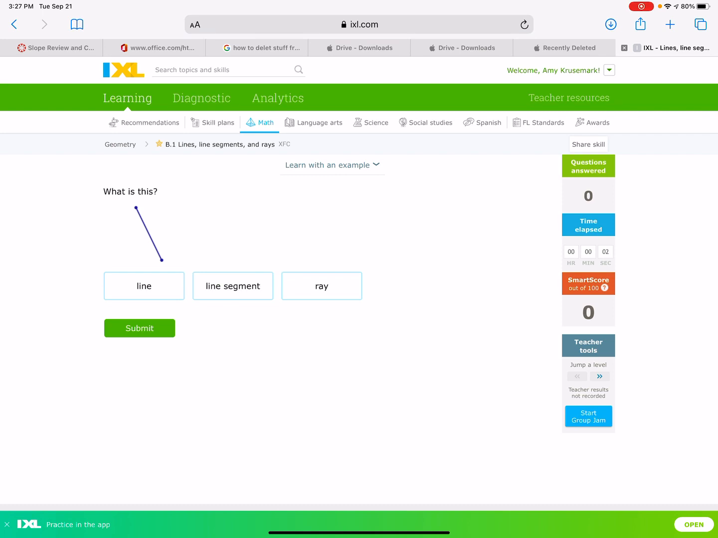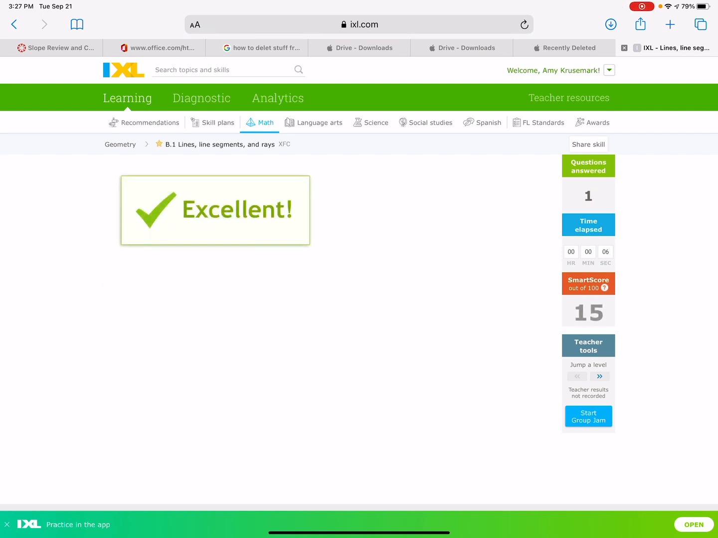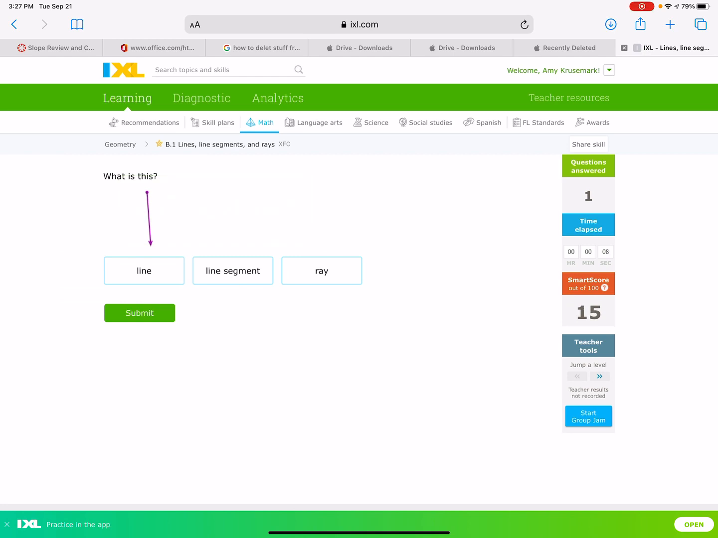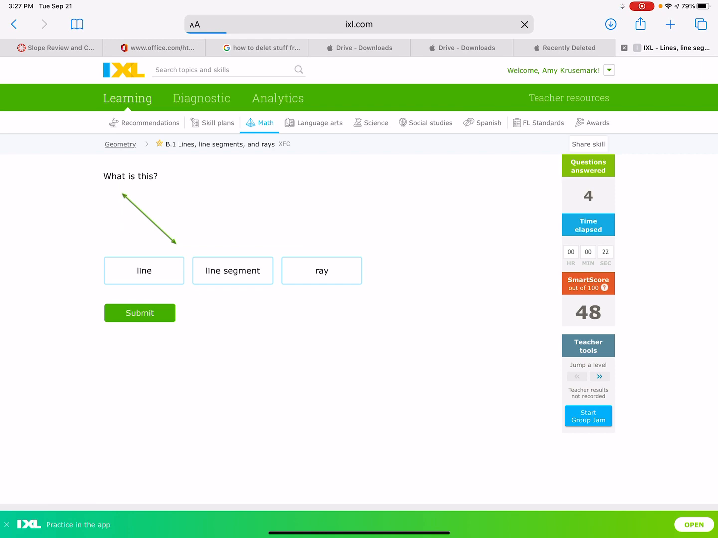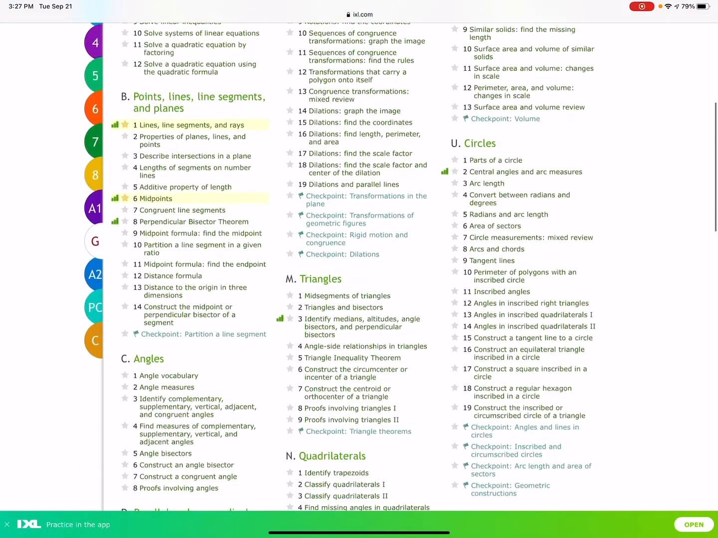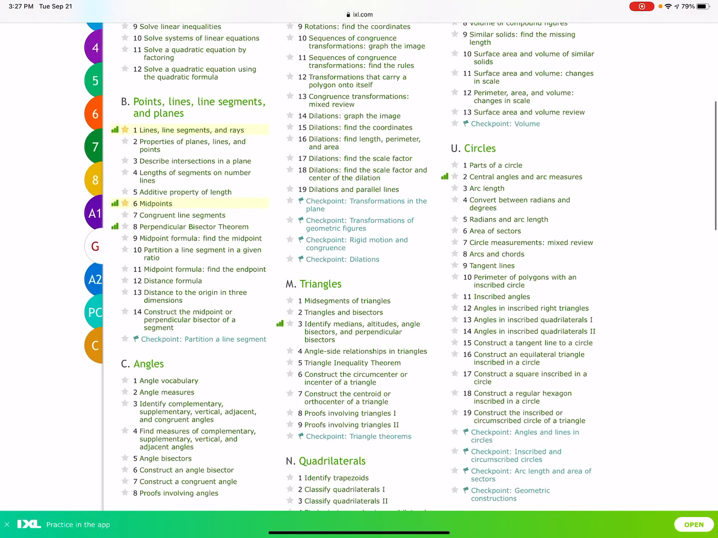I'm just going to click on this first one. We did this one in class. This is definitely a line segment because it has no arrows. This one has one arrow. That means it's a ray, like the sun's rays. It starts at the sun and goes off in an infinite direction. Two arrows, that would be a line. So you're just learning how to name these. That would be a ray. You get the point, okay? So each has kind of its own little type of assignment.